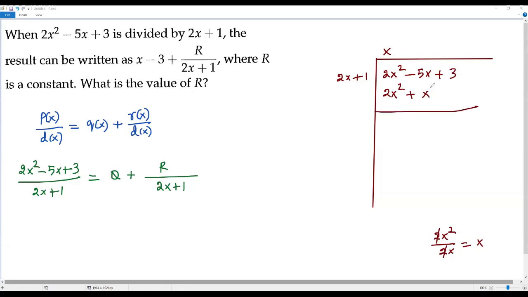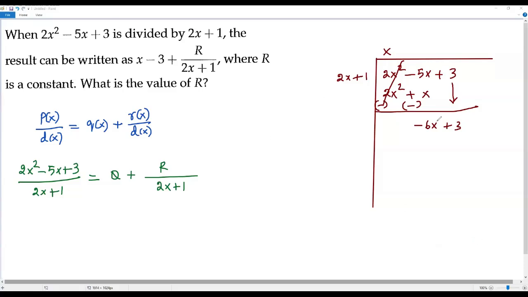Okay, now I have to subtract the expression at the bottom from the expression at the top. Since I'm subtracting, I multiply the expression at the bottom by a negative sign. So positive 2x² becomes negative 2x², and positive x becomes negative x. The 2x² and negative 2x² cancel out. When I combine negative 5x and negative x, I'm getting negative 6x. So now we can bring this positive 3 down, and we get negative 6x + 3 over here.